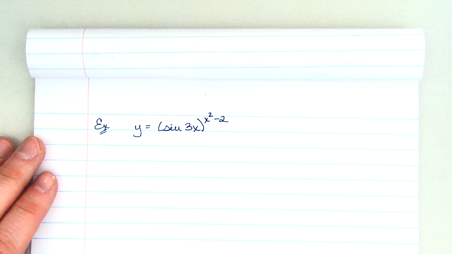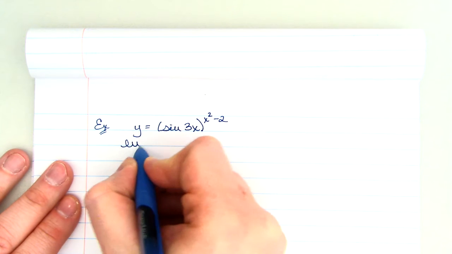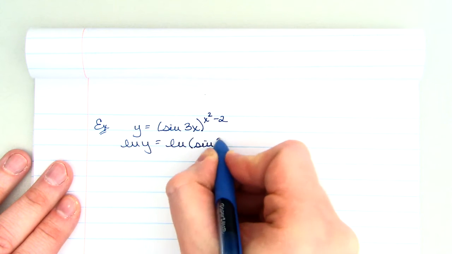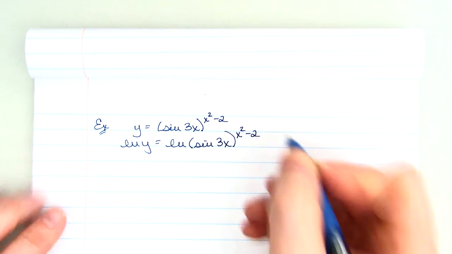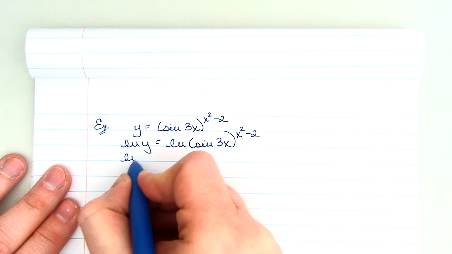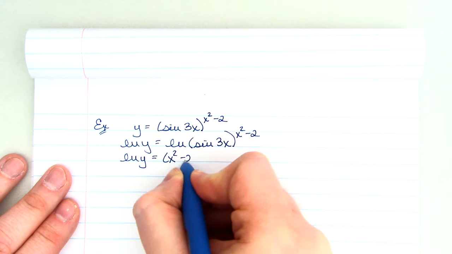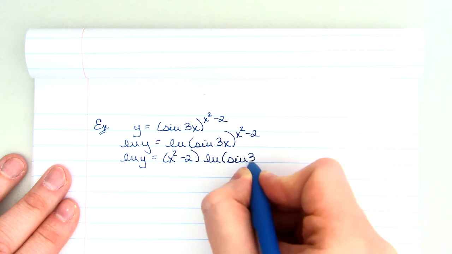Take the natural log of both sides and simplify. Natural log of y equals the natural log of the sine of 3x raised to the x squared minus 2. The point of that was so we can take that power and move it out front. So I'm going to get the natural log of y equals (x squared minus 2) times the natural log of the sine of 3x.